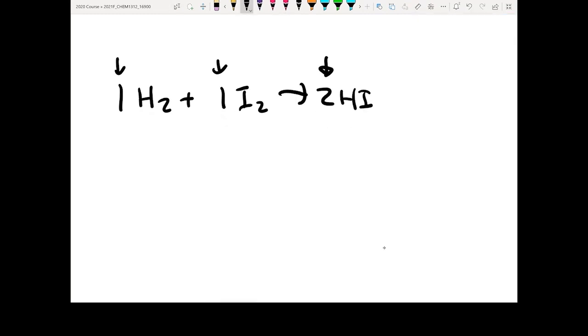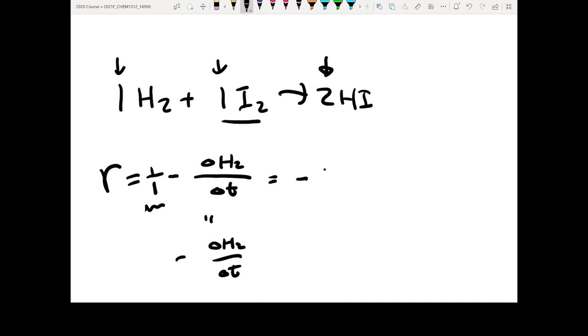So we define the reaction rate as equal to the disappearing rate of your reactant divided by its coefficient. Because it's 1, even though I wrote this, it's equivalent to just this, right? And you do the same thing for the others: delta I2, delta T, divided by the coefficient 1. Then it equals the formation rate of your product, which is delta HI, delta T, but divided by the coefficient 2 here.